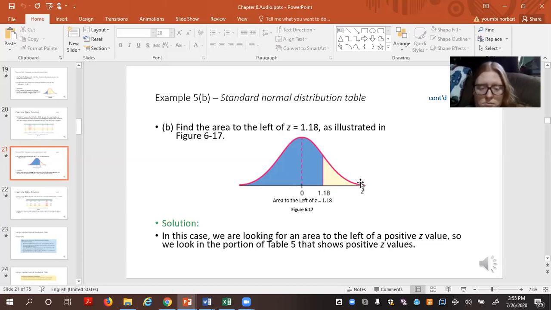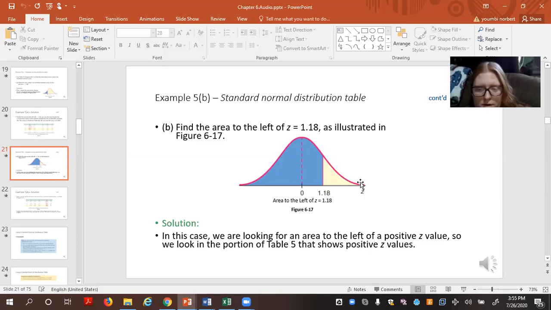So we are going from 1.18 to a very large number. Then you keep typing enter, enter, enter, enter until you see the answer. 0.1190. Good. So that is the area to the right.